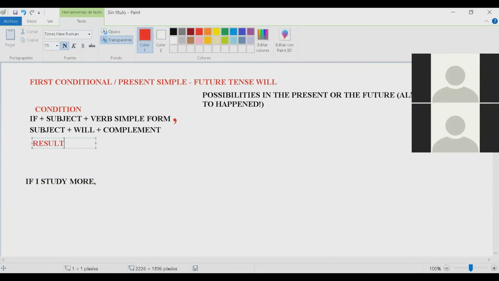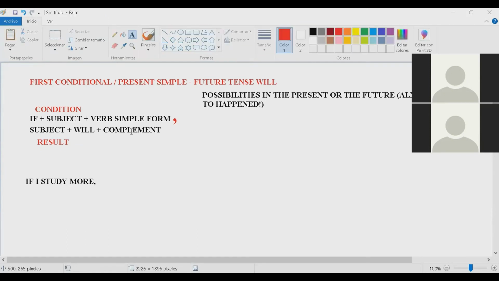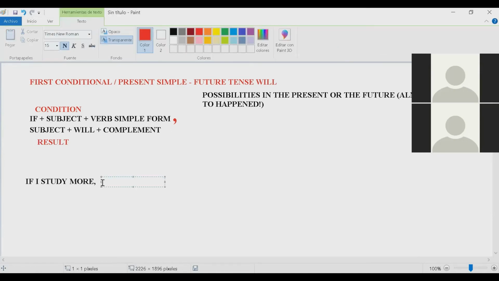Condition and we have the result. Recuerden que esta es la forma. La hice en dos oraciones, guys. La primera con el if siempre va a ser the condition, and the other one is the result. Okay, Carlos, you said if I study more, what happens? ¿Qué sería lo que posiblemente va a pasar, guys? Casi seguro. Si estudiamos, I will pass the exam. Exactly.